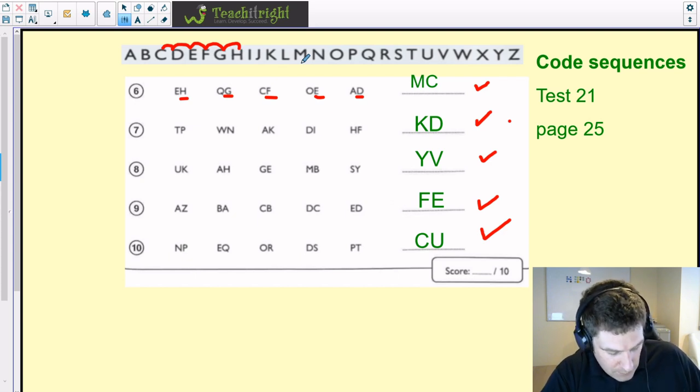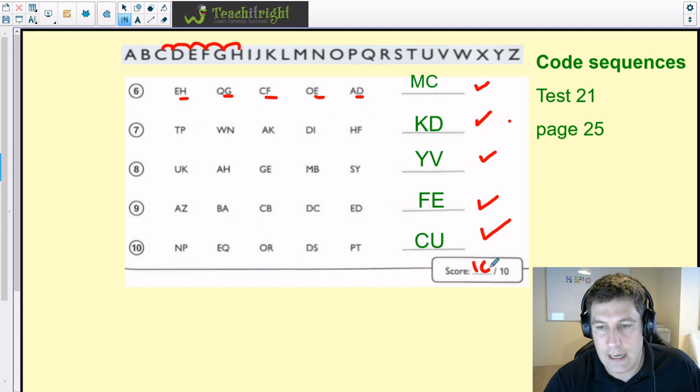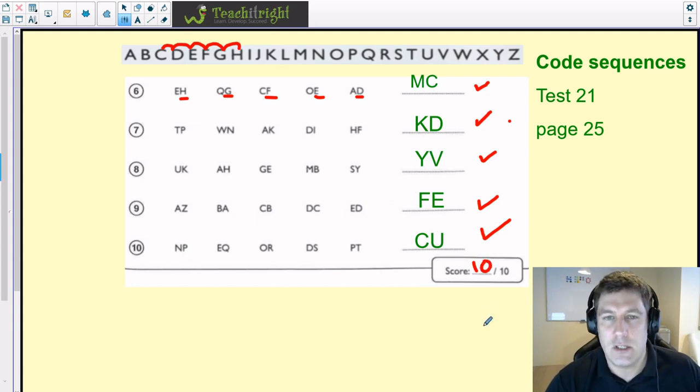8, we got YV. First letter was +6, so quite big jumps. Second letter was -3. Question 9 was FE, and that was first letter +1, second letter +1. And then the last one, which was CU, first letter, every other letter +1, -1, second letter +1. So in your little box down here, you can write down how many you managed to get correct. If you did manage 10, brilliant. If you did get any wrong, don't worry, but just go back and see if you can understand why.